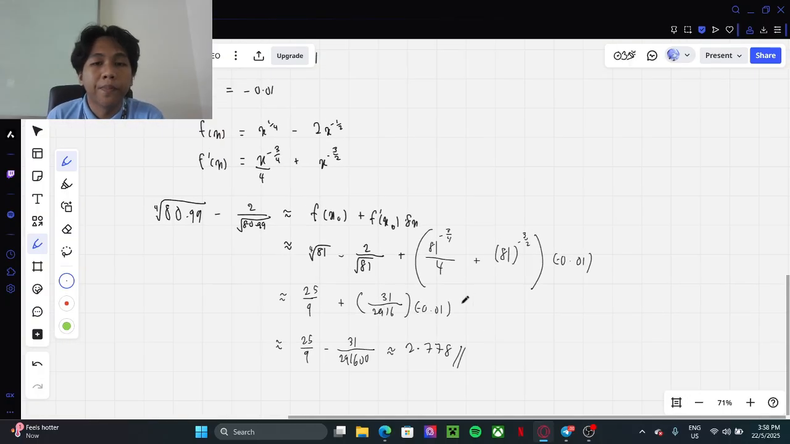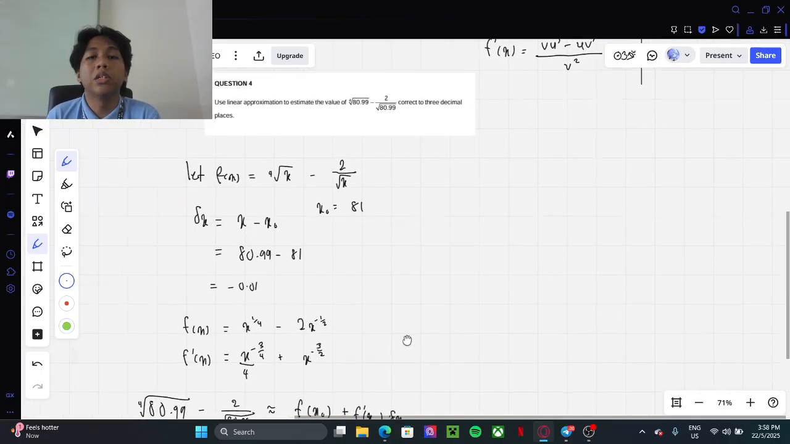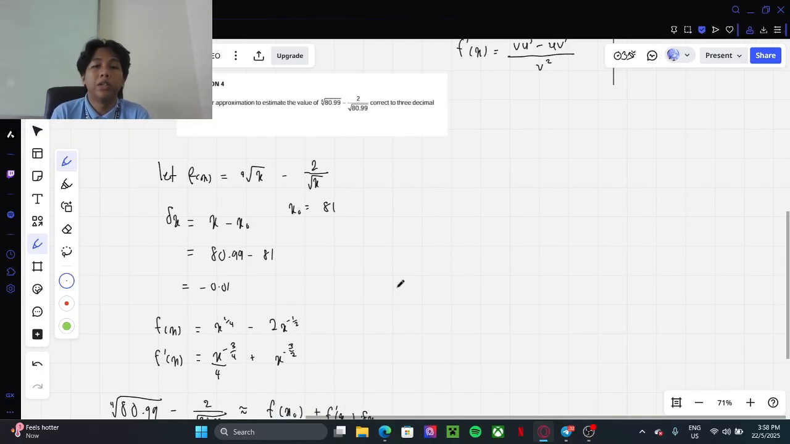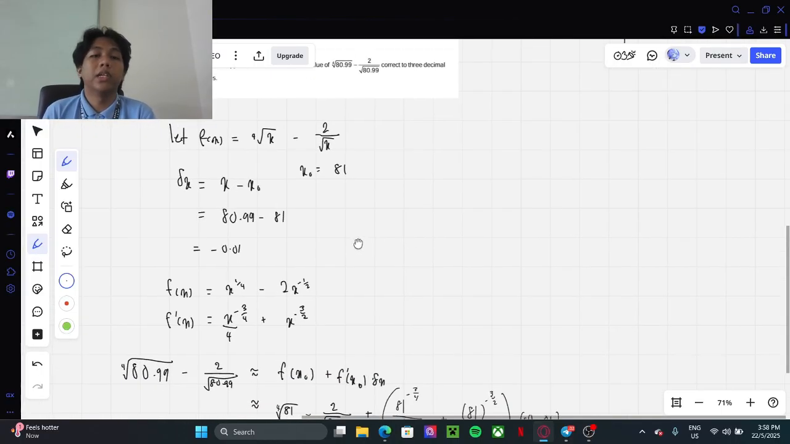So that is the answer to our question number 4, using linear approximation to estimate the value of the given function. Yes, that's all for me.